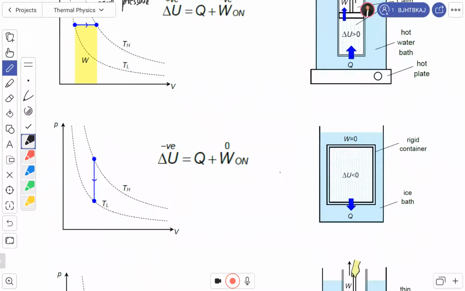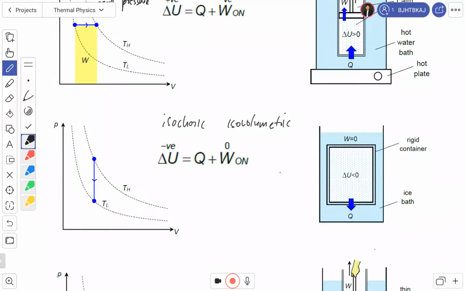Next process is called isochoric or isovolumetric. As the name suggests, this one is straightforward. Taking place at the same volume. Same volume is very easy. You just keep the container locked up. Don't let it change in volume. Or you may have a piston. You may apply a lock mechanism to prevent the piston from moving.